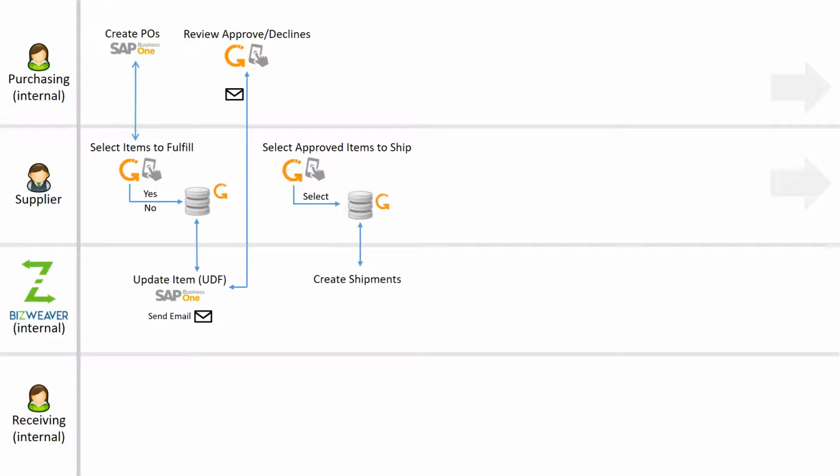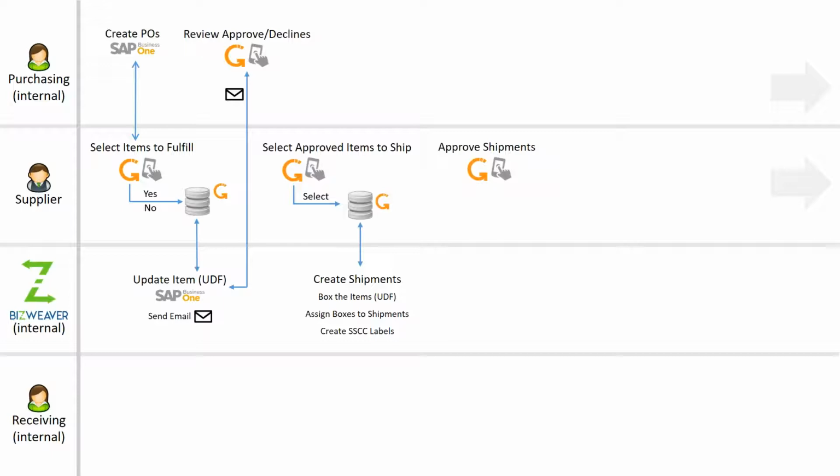And then Bizweaver comes along and does a whole lot of work here. It creates the shipments. It boxes the items, and to do this, it uses a UDF on the item in Business One that indicates how many items can fit in a box. So Bizweaver will do the math there, divide the items up into boxes, assign the boxes to the shipments that it creates, and then actually create the SSCC labels that will be affixed to the boxes.